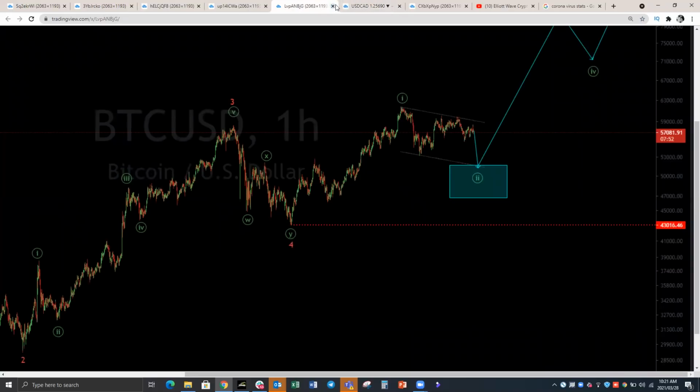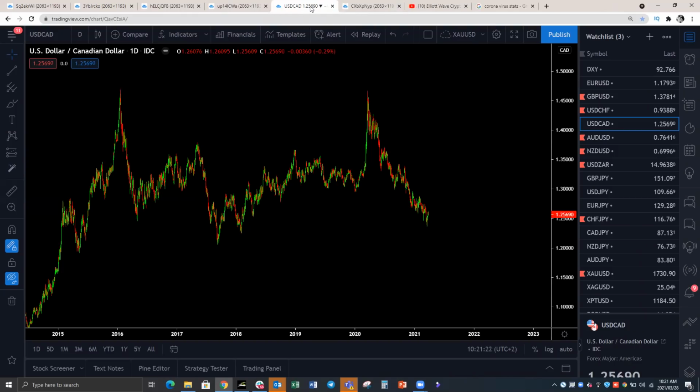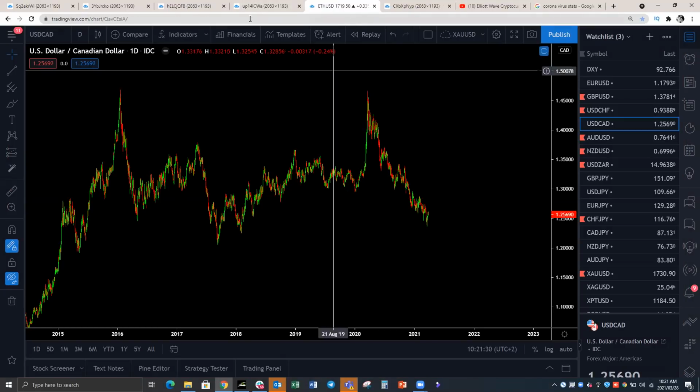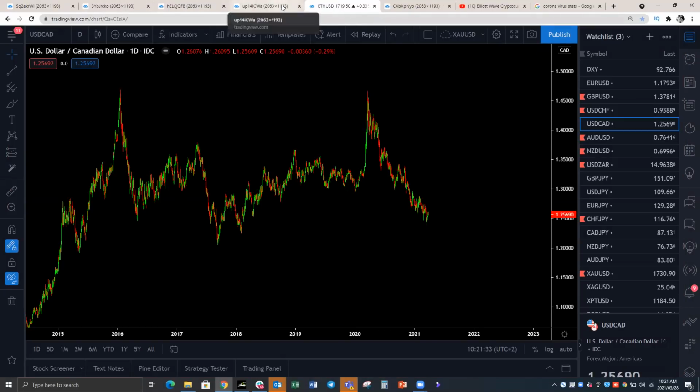Let's clean this up here for US dollar CAD. Let's just go back here. Let's go to US dollar CAD. That's not the structure that I'm looking at. Let's look at US dollar CAD.